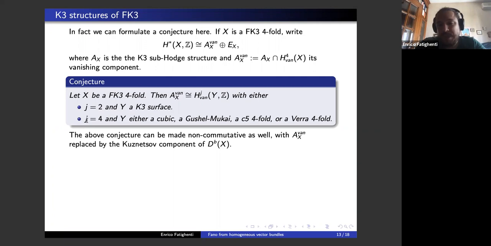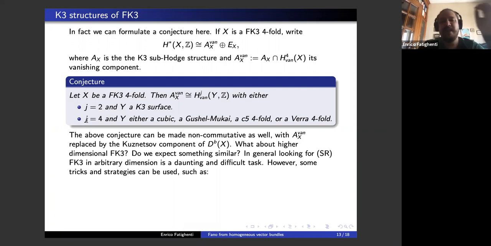first of all because we wouldn't know how to address it properly in the C5 case. Okay. So what about in general higher dimensional K3? Higher dimensional Fano of K3 type? Do we expect, in fact, something similar?